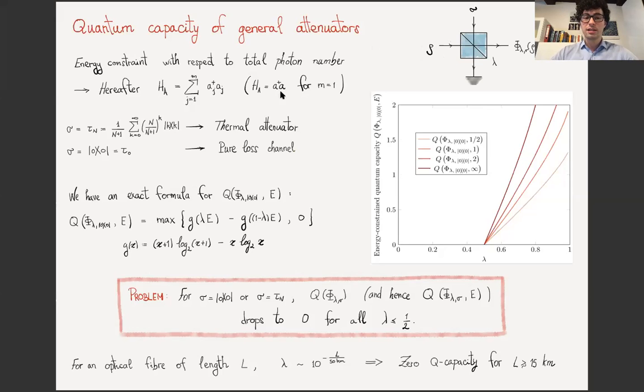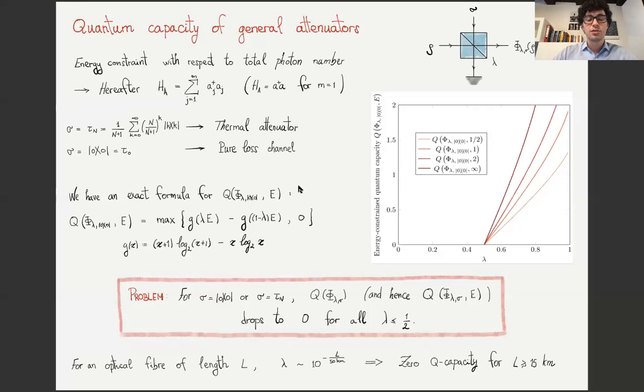Okay, so to talk about quantum capacity, we have fixed the Hamiltonian. We need also to say something about the state. The two most well-studied states are the thermal state, the Gibbs state for this Hamiltonian. If you write it down, it looks like this, where n is the average photon number of the state. In that case, you get a thermal attenuator. The other important case is the vacuum, which is just the thermal state with zero temperature, so zero mean photon number. In that case, you get an even simpler channel, called the pure loss channel.